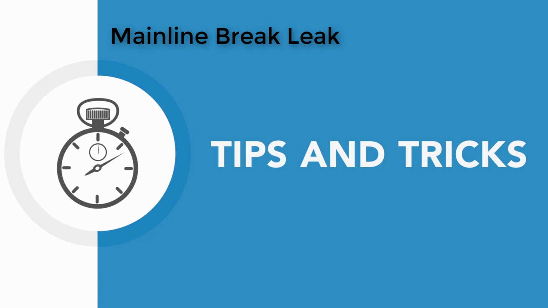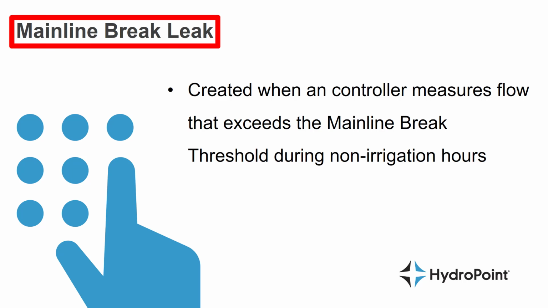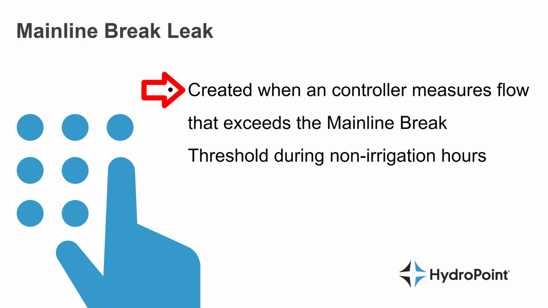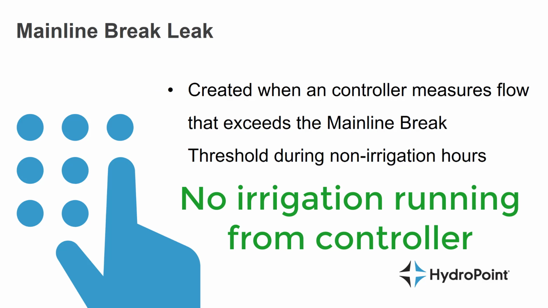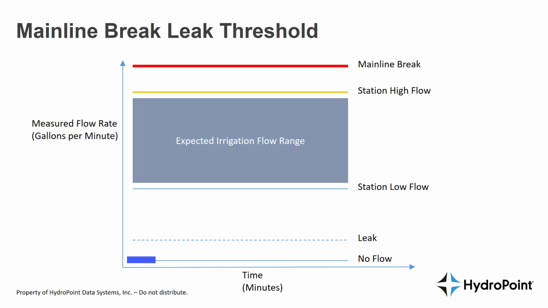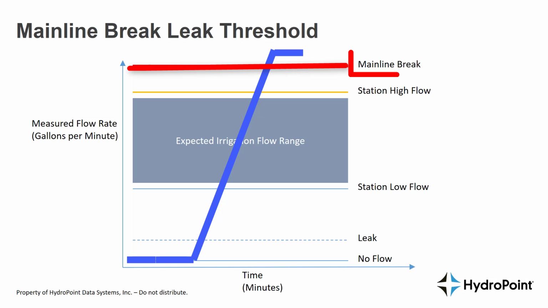Mainline brake leak. A mainline brake leak alert is created when the WeatherTrack measures flow that exceeds the mainline brake threshold during non-irrigation hours. This means the controller was not supposed to be measuring flow, and all of a sudden, measured flow exceeded the mainline brake threshold. When WeatherTrack was expecting no flow, not only was there measured flow on the system, but it exceeded the mainline brake threshold.